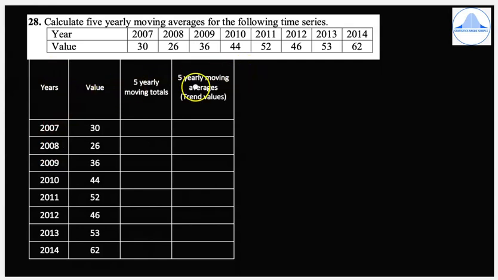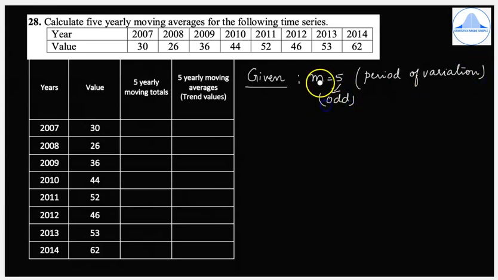Now before we form the other two columns which are required, you first write down given. So in the question, they have asked us to find out 5 yearly moving averages. So it means that M is equal to 5. So M is called as the period of variation, and in this case it is 5, and 5 is an odd number. So usually when the period of variation is odd, keep in mind that you need to form only two columns. So for a 5-yearly moving average problem, you will need 5-yearly moving totals, and then you will need 5-yearly moving averages, which are nothing but the trend values.